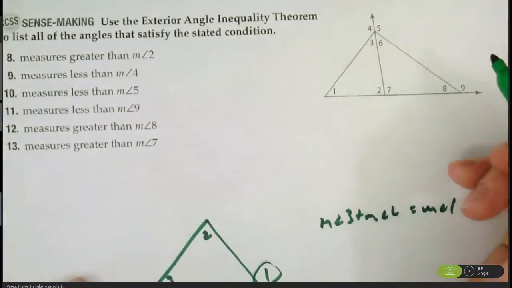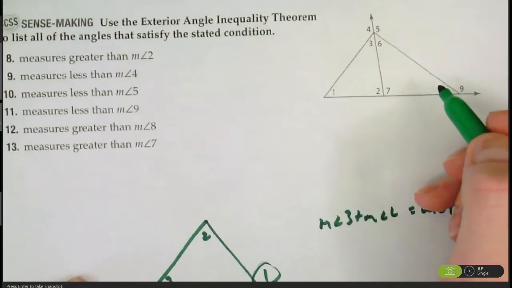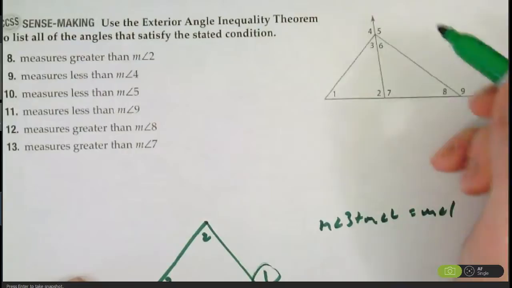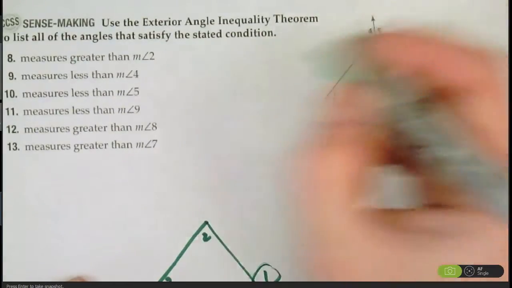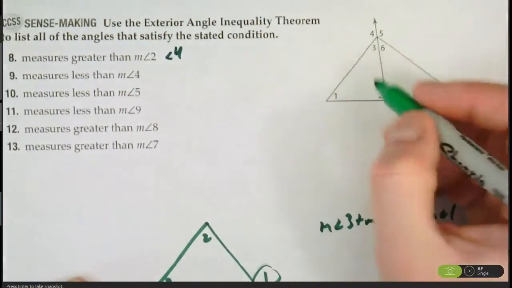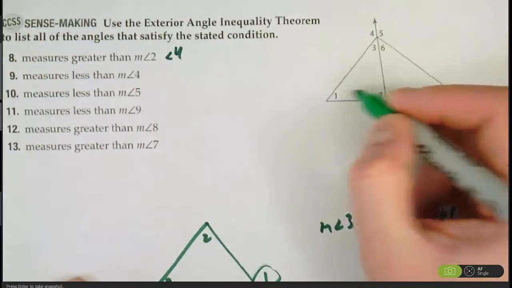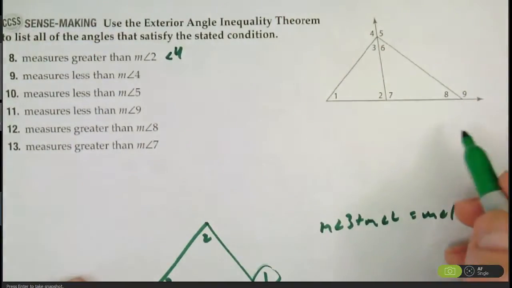So let's see here. Measure greater than angle 2. Well, angle 2 is an interior angle, and I've got to look for its exterior angle. Its exterior angle is angle 4. So angle 4 I know is bigger than angle 2, because if I look at the triangle this way, 4 is an exterior, and 2 and 1 are its two remote interiors. Is that guy an interior to anything else? Not really. So that's the only thing I can state for it.